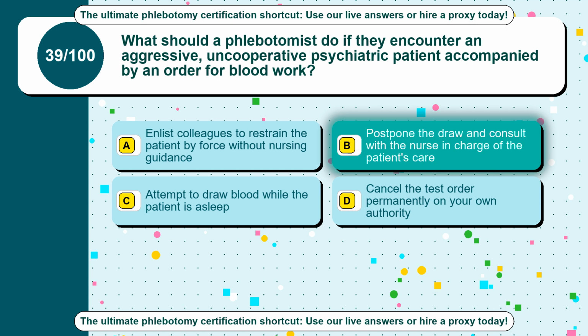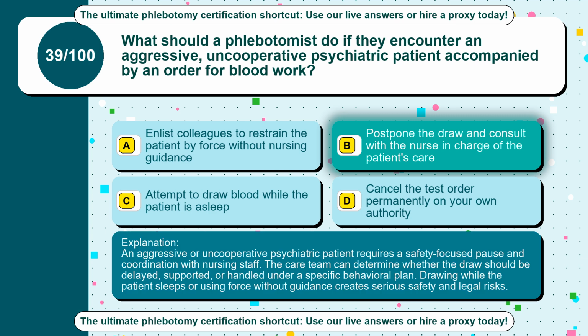The correct answer is option B. Postpone the draw and consult with the nurse in charge of the patient's care. An aggressive or uncooperative psychiatric patient requires a safety-focused pause and coordination with nursing staff. The care team can determine whether the draw should be delayed, supported, or handled under a specific behavioral plan. Drawing while the patient sleeps or using force without guidance creates serious safety and legal risks.